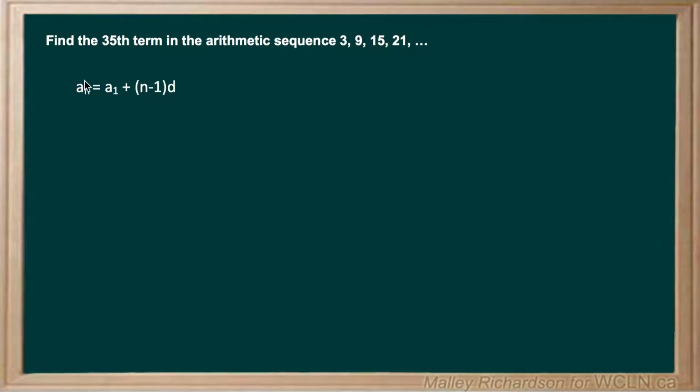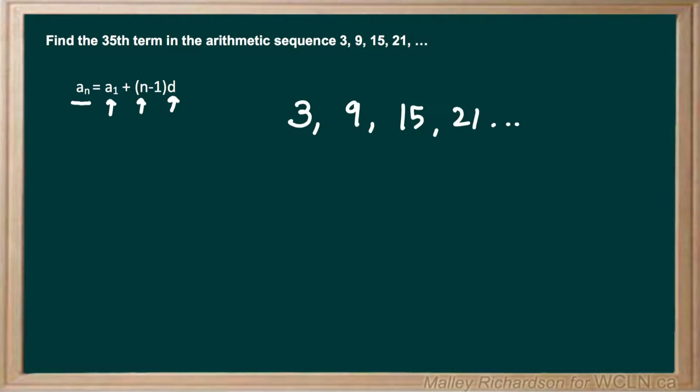So in this question, we need to find the 35th term. That means we're solving for a sub n. Therefore, we need to find a1, n, and d. Let's find all these by writing out our arithmetic sequence: 3, 9, 15, 21, and so on.